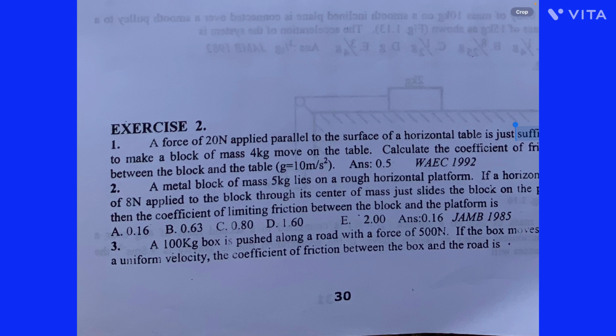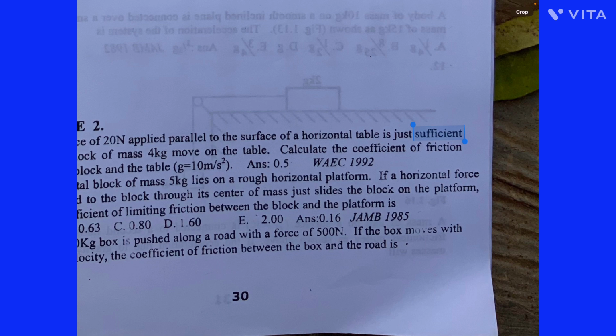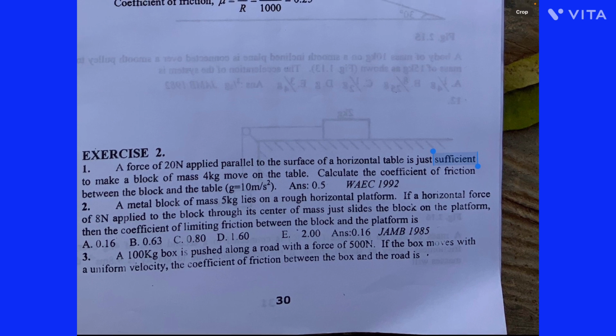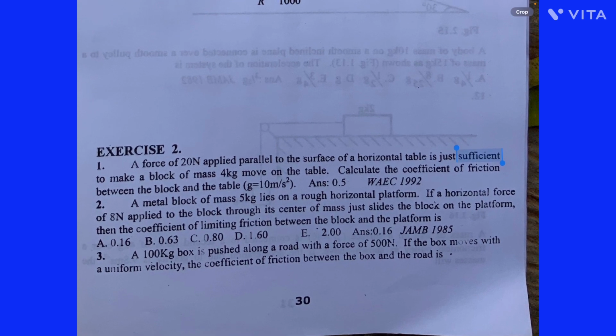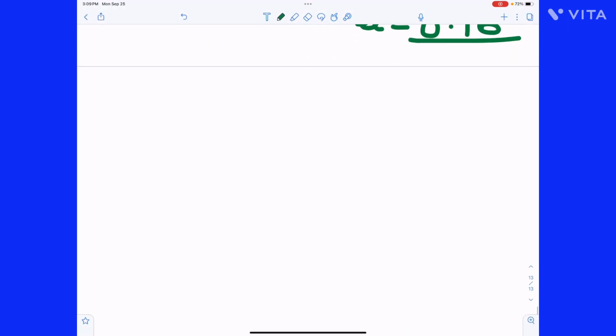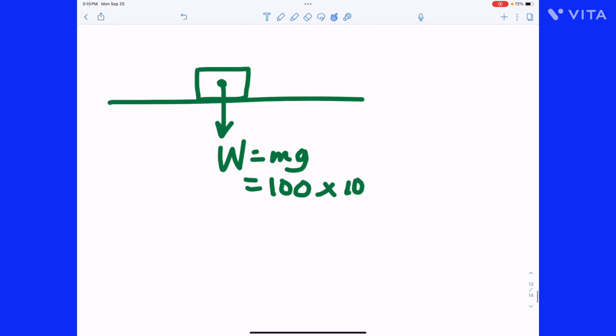Question 3 says a 100 kilogram box is pushed along a rough road with a force of 500 Newton. If the box moves with a uniform velocity, the coefficient of friction between the box and the road is... This is the same as questions 1 and 2. The box has a mass of 100 kg, so its weight will be mg, that's 100 times 10, which means the weight of the box is 1000 Newton.